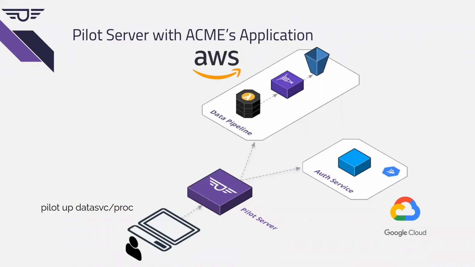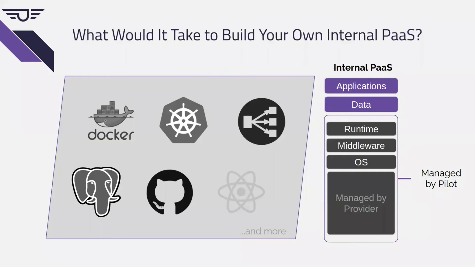So we're able to easily deploy to both AWS and Google Cloud Run, with the deployment process being the same. Now let's dive deeper into how the Pilot server does this. But a quick recap, here's an example of how a PaaS can be built. And you can reference the image that Graham showed earlier.